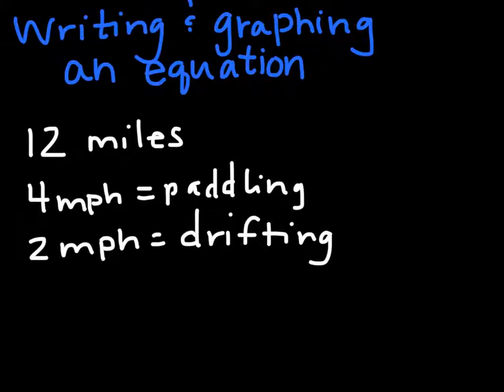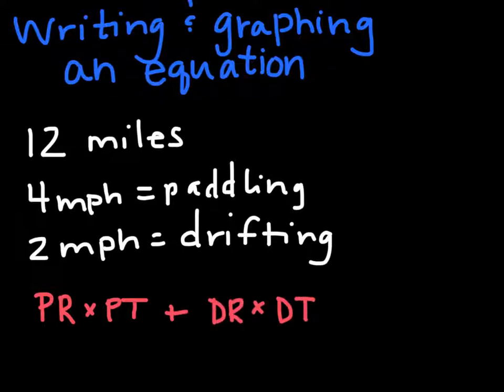Let's begin by writing an equation using words to help us understand what we want to put together here. To write an equation, we're going to let x be the paddling time and y be the drifting time, both in hours. So our paddling distance is going to be paddling rate, which I'll label as PR, times paddling time, and we're going to add that to our drifting rate times our drifting time, and that's going to equal our total distance.